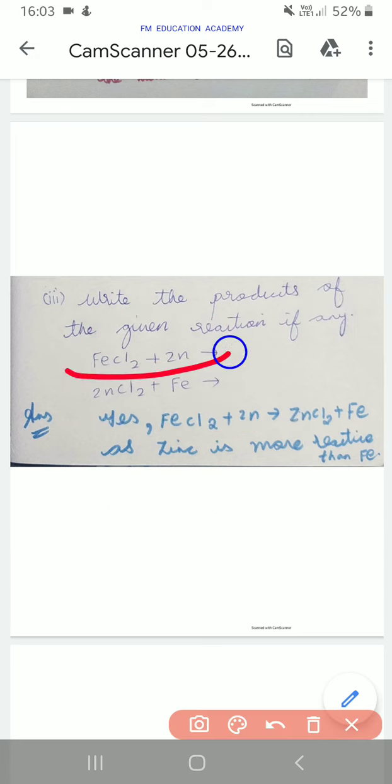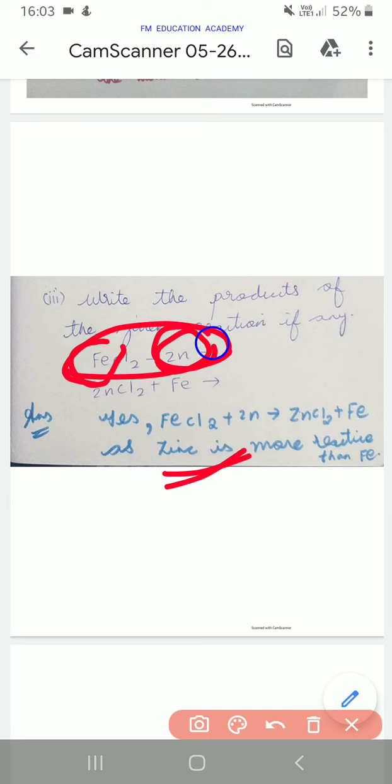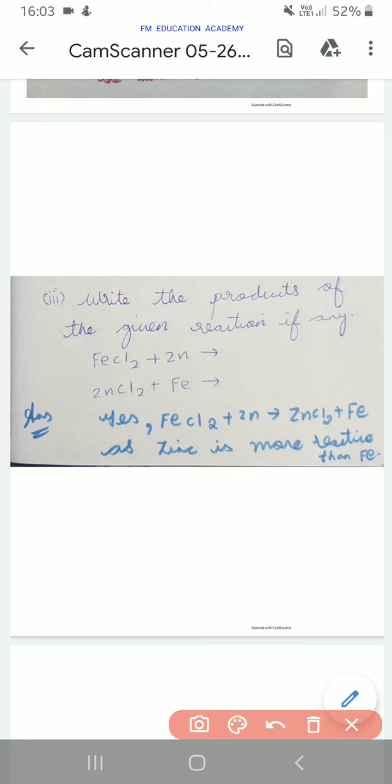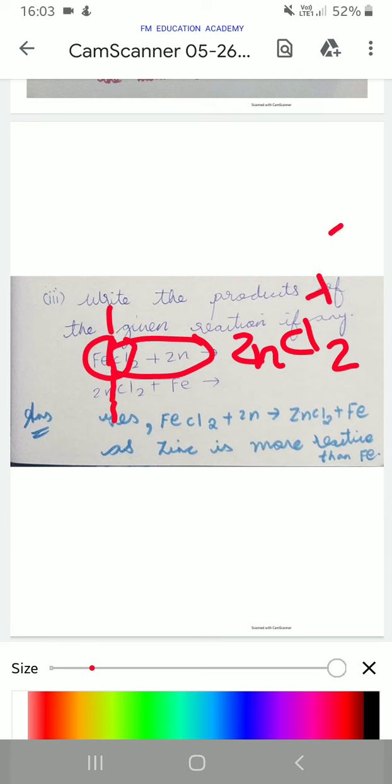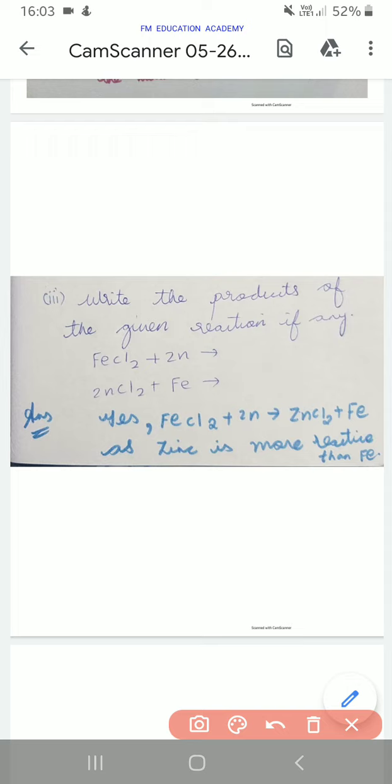Why will the first one give you a reaction? Because zinc is more reactive than iron. As zinc is more reactive than iron, it will displace iron from iron chloride. Displace iron from iron chloride means it will separate this, and zinc will combine with chlorine. So it forms zinc chloride and iron will be separate now. As zinc is more reactive than iron, this reaction is formed, and the other will give you no reaction.